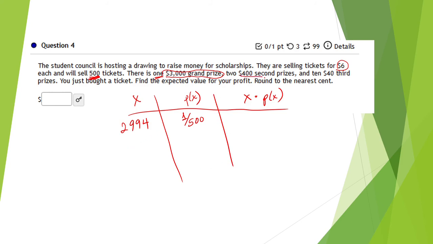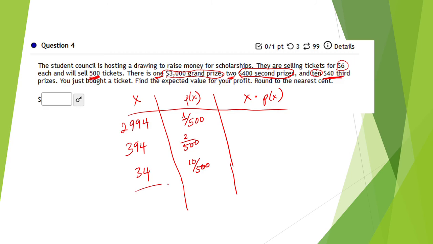Now let's suppose we have the second prize won. Well, I paid $6, so that would be a profit of $394 if I won the second place prize. Now what's the chance of getting the second place prize? Well, there's 2 out of 500 chance that we'll get that. And there is the third place prize, which is $40. But remember, if we win that, we're not getting $40. We're getting 40 minus 6, which is $34 profit. And there are 10 of those, so there's 10 out of 500 chance that we can get that.